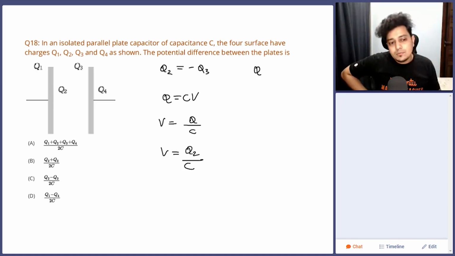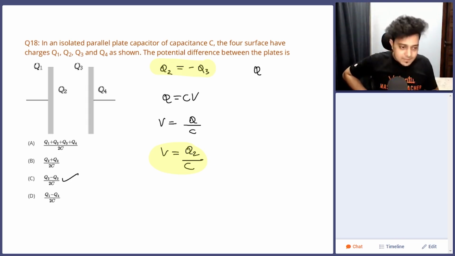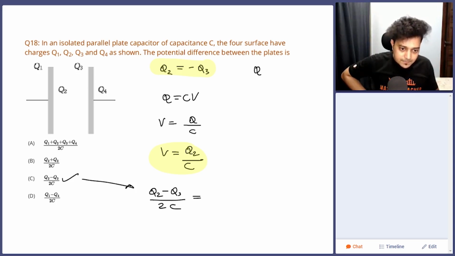So now we can just substitute these values and see which one gives the answer as Q2 by C. Q2 by C or mod of Q3 by C is one and the same thing. If I use this, am I getting Q2 by C? Here it is Q1 minus Q4; if I put this, it will be 0. Observe that C is the correct answer.